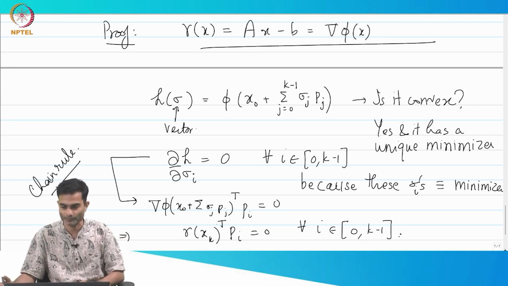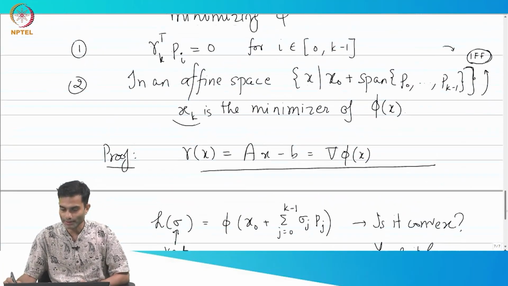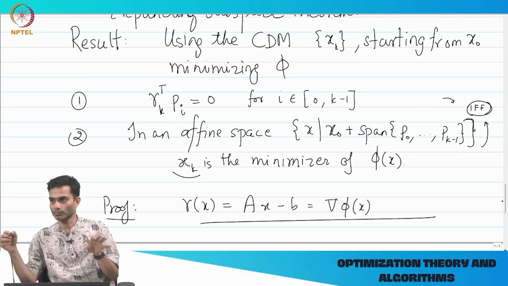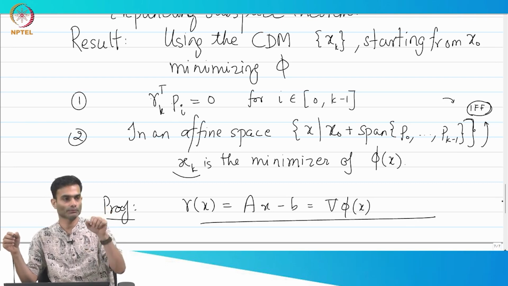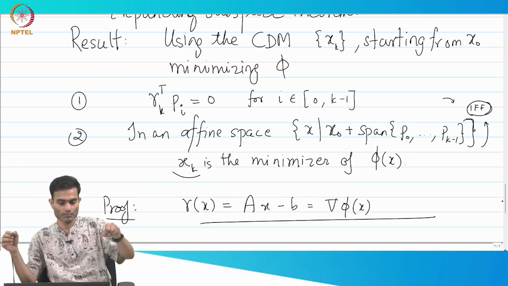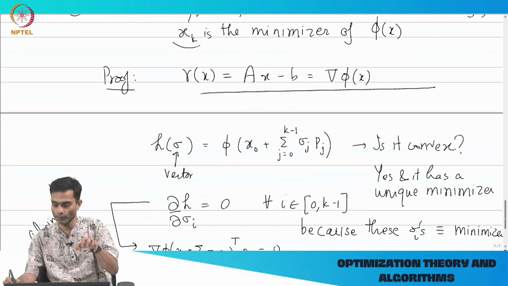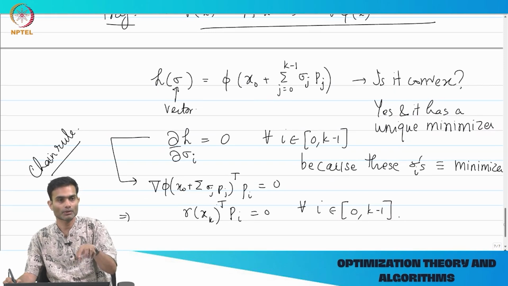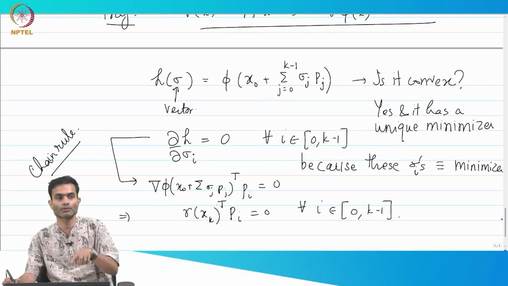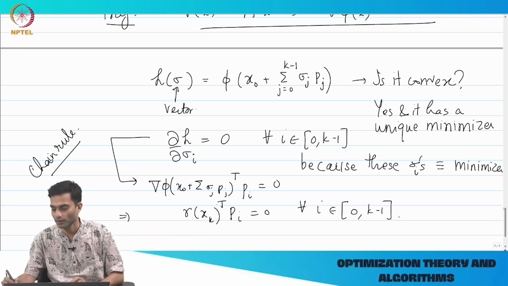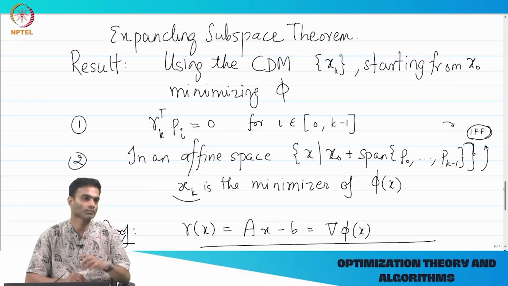So, actually what have we proved over here? We have assumed 2 to be true and we have proven 1. We assumed that I pick an x from this affine space, which is the minimizer of phi k. If it is the minimizer of phi k, what follows? dh by d sigma equal to 0. Chain rule gives me this, which leads to the residual at the kth step being orthogonal to all previous search directions. So, assuming 2, I got 1.